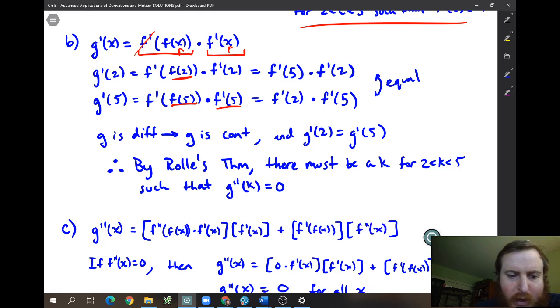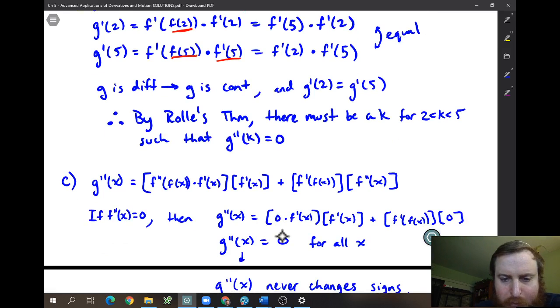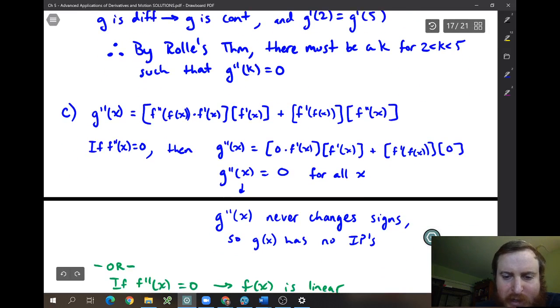So now if f double prime of x is 0, then anywhere we see the f double prime, we're going to put 0, right? Because it's 0 for all values. So 0 times anything is 0, plus, and then over here we get times 0, 0 times anything is 0. So g double prime of x would be 0 for all x's. That means g double prime of x is never going to change signs because it's always 0. So there would be no inflection points. Okay, this would be full credit.